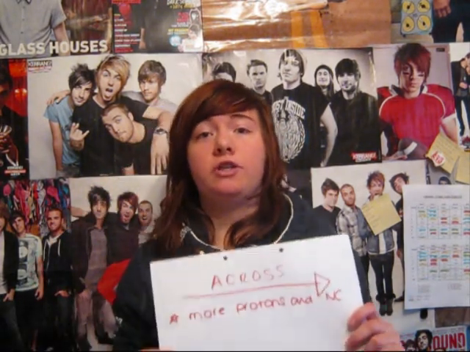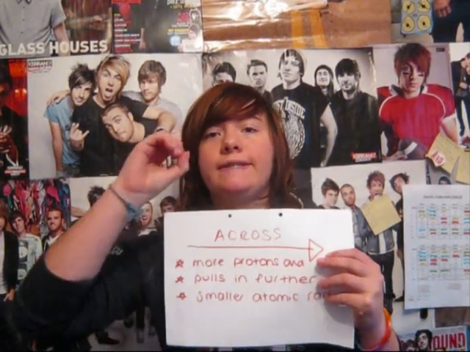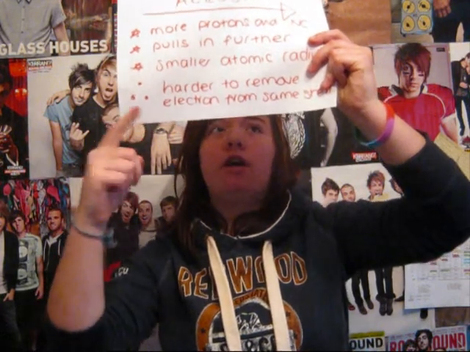Because across the period it's different. Across the period there are more protons and an increased nuclear charge, which means the electrons are pulled in further by the nucleus, which means smaller atomic radius, which means the atom is smaller. Which therefore means it's harder to remove an electron from the same shell. As you go down the group, the thing gets bigger and it's easier to remove an electron.